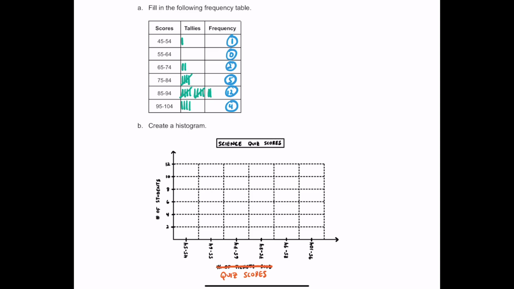And I won't make this too crazy, but let's go ahead and just make a bar up to 1. Okay. And the next one is a 0. Nobody got between a 55 and 64. Next one is between a 65 and 74, so 2 people got a score here. And how many people got between a 75 and 84? In that interval, there were 5 people, so the frequency was higher here.